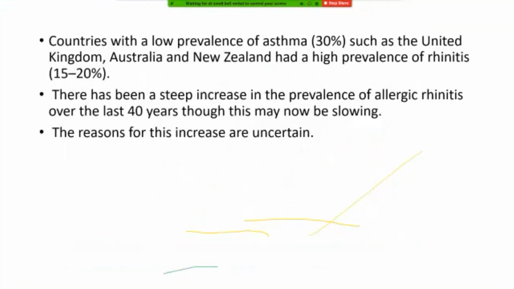Prevalence of asthma, that is 30%, such as the United Kingdom, Australia, and New Zealand, had a high prevalence of rhinitis, that is 15 to 20%. There has been a steep increase in the prevalence of allergic rhinitis over the last 40 years, though this may now be slowing. The reasons for this increase are uncertain. So allergens are increasing. We know based on pollution only you can say that.